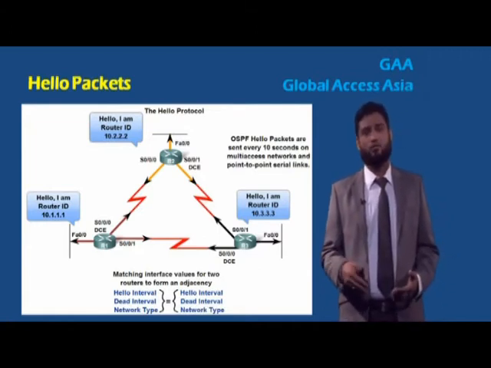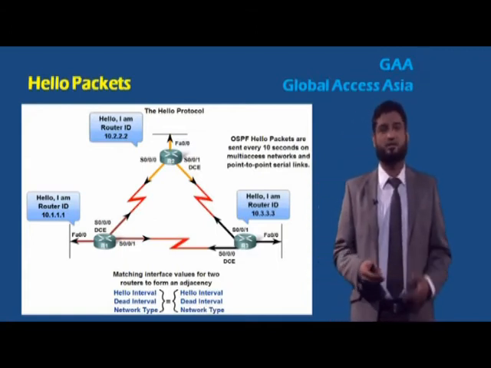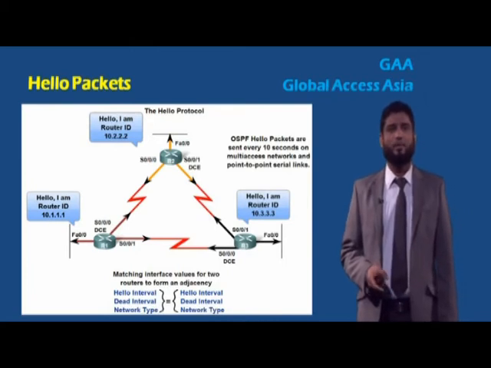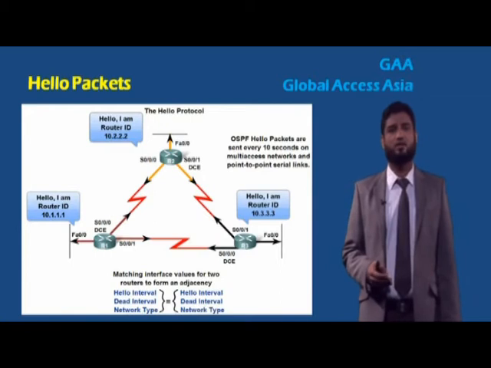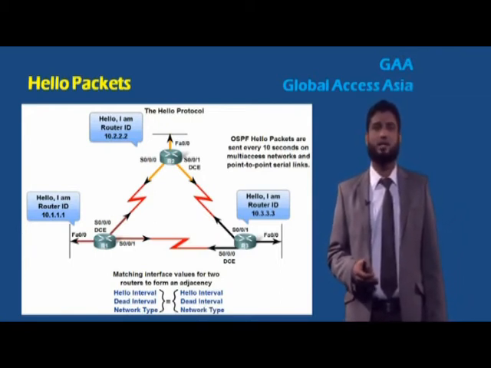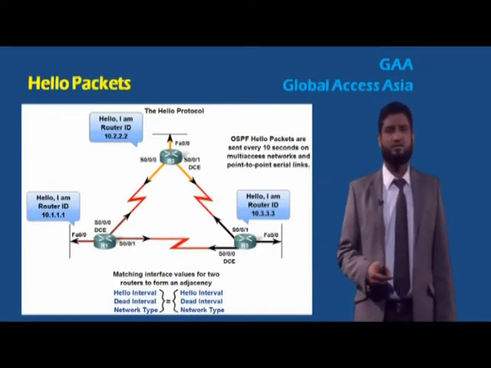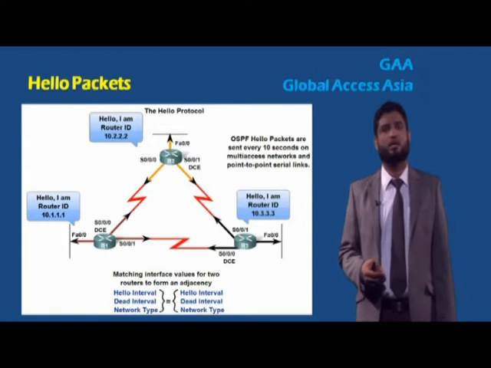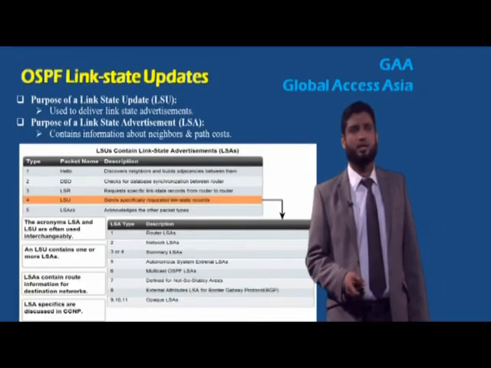Now one router will send information to other routers using this router ID. So the matching interface values for two routers to form an adjacency are hello interval, dead interval, and network type. As I said earlier, there is a 10 seconds hello interval and 3 times the hello interval, that means 30 seconds will be counted for the hold down timing.